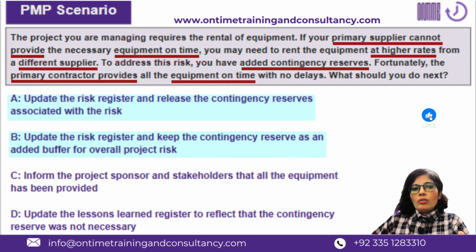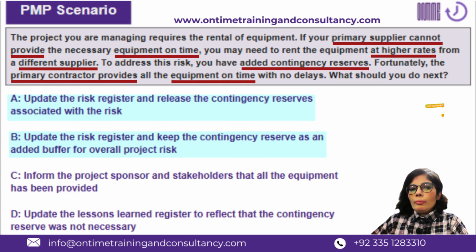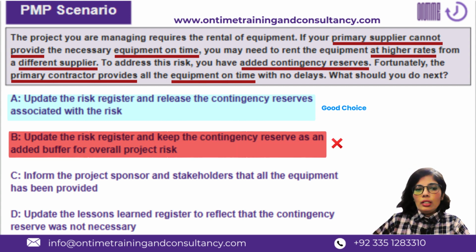So your responsibility is just to update the risk register, because the risk is retiring, and to return the reserves or the budget which has not been utilized for that risk, because there was no need. The situation was dealt with without the risk management. So between A and B, we are going to keep option A, but we should be checking option C and D as well. I'm going to talk about option C and D together.